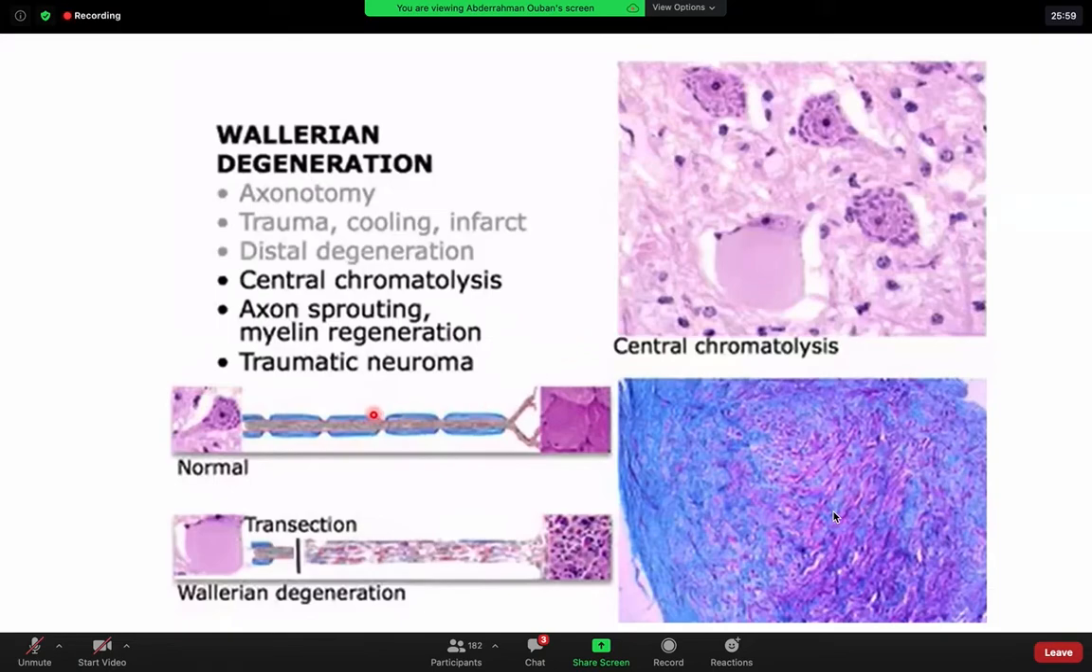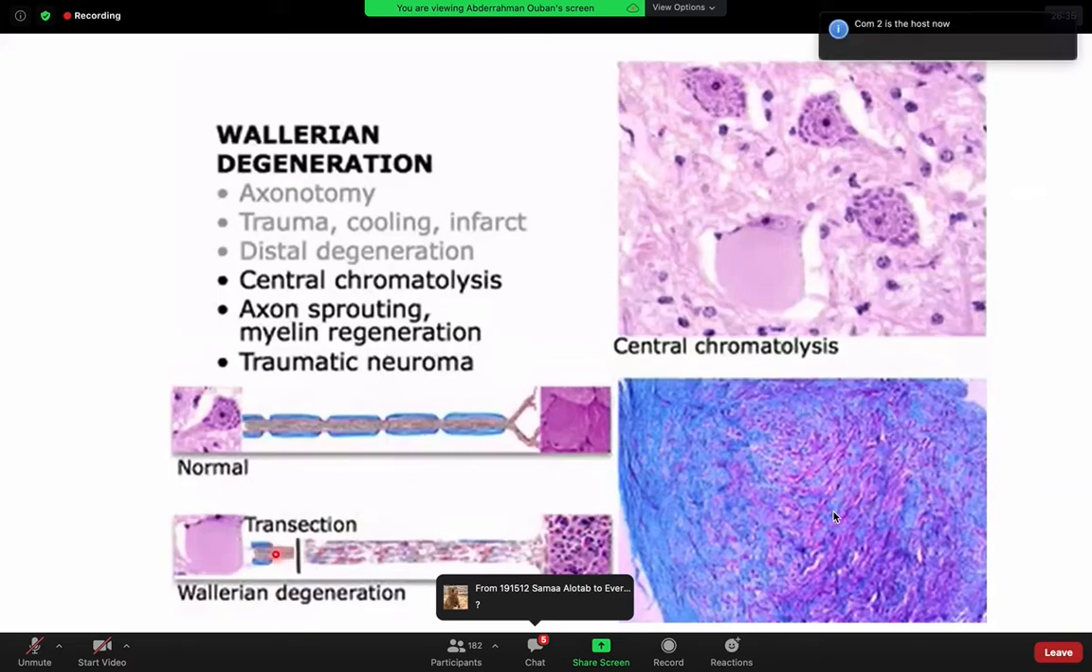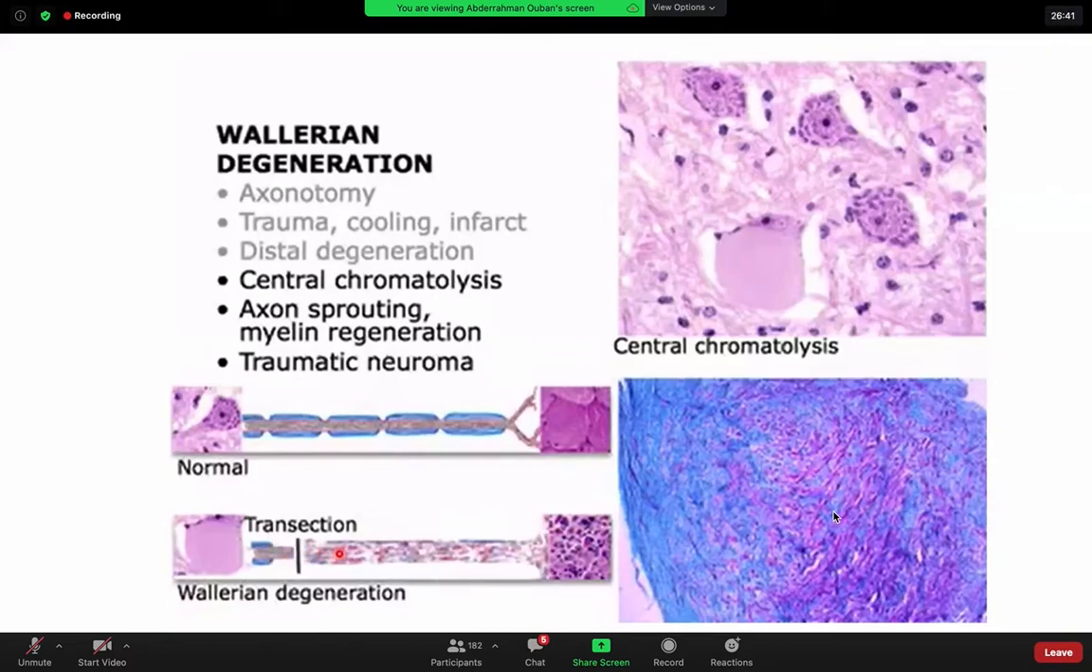Now, as long as the structural continuity is maintained between the proximal and the distal end, if you can see the arrow right here, as long as the structural continuity is maintained between the proximal and the distal stumps of the transected nerve, regeneration of the axon will follow the fibrous scaffold. There is a fibrous scaffold that surrounds this nerve. So the regeneration is going to follow the fibrous scaffold in an organized way, again, theoretically speaking, to its destination.